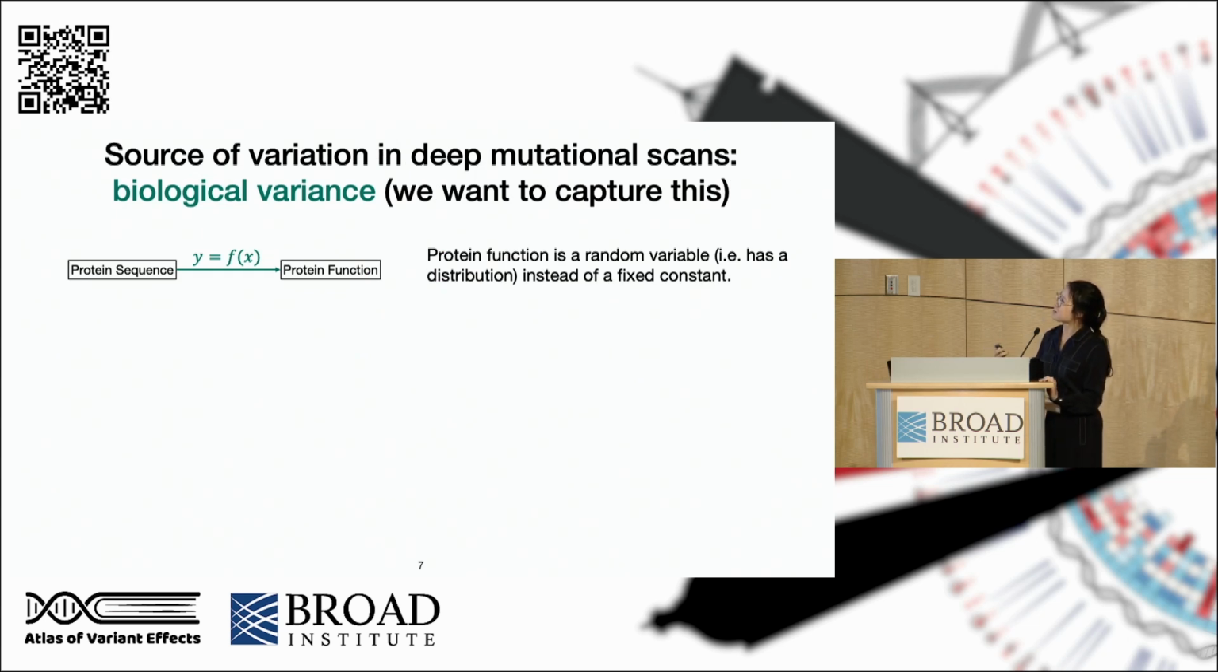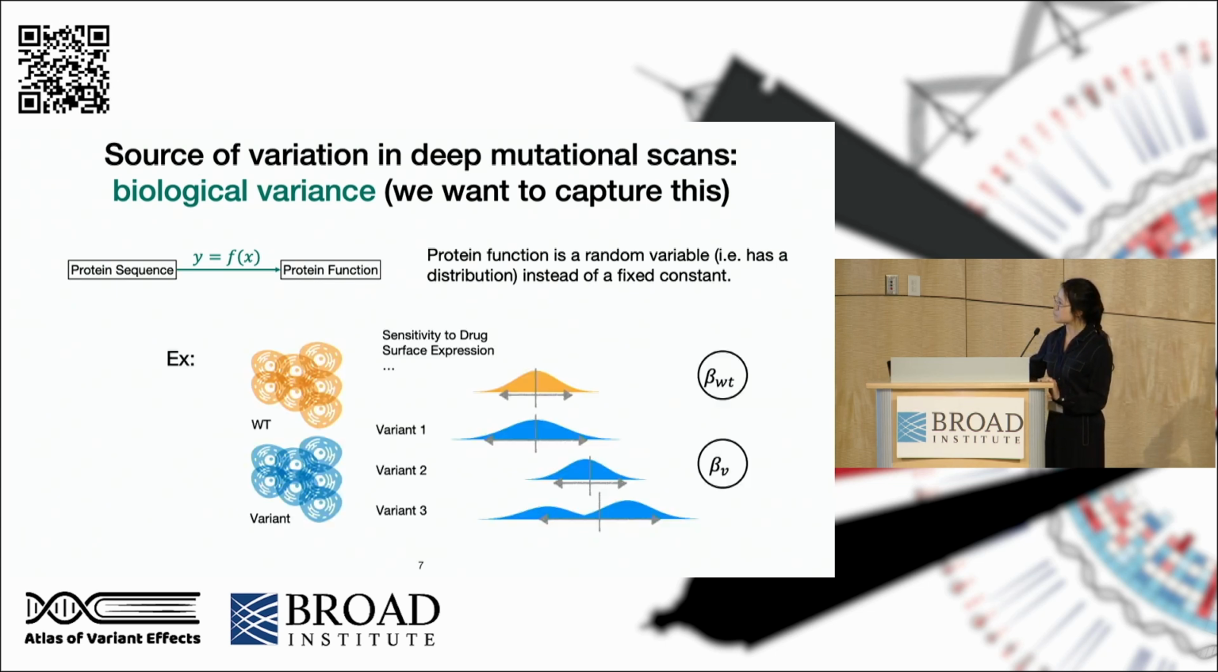The first source of variation in your deep mutational scanning is biological variance, and we actually want to capture that in our variant score estimate. We like to view protein function more like a random variable, which has a distribution, instead of a fixed constant. For example, here we have a bunch of cells. We have wild-type cells and variant cells.